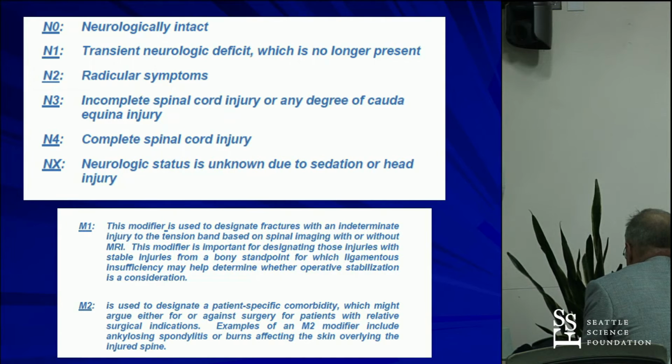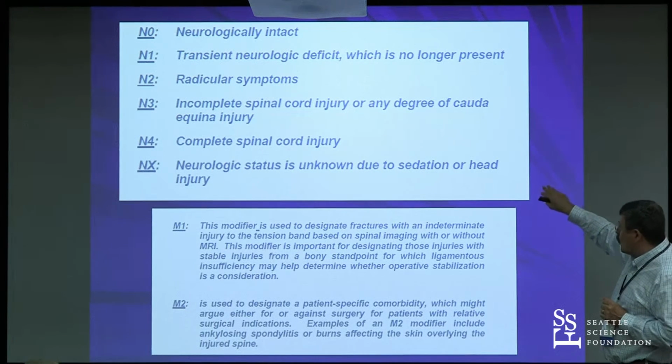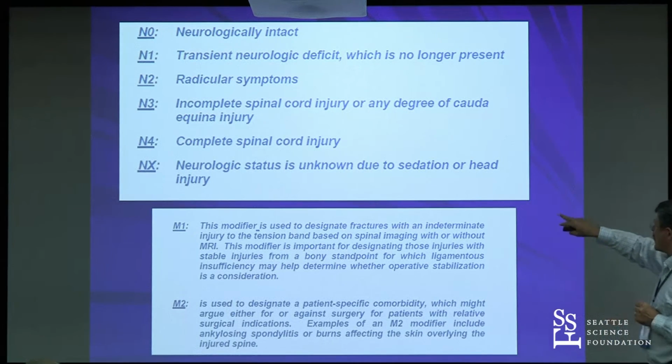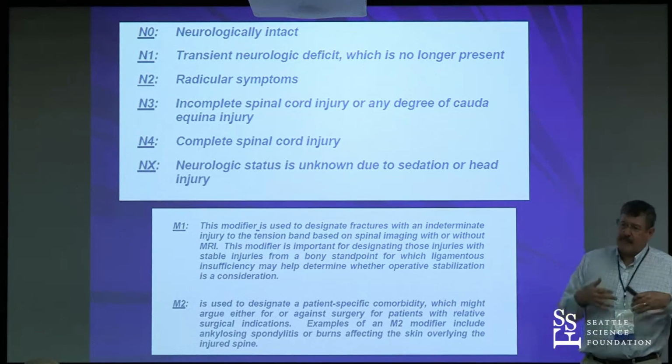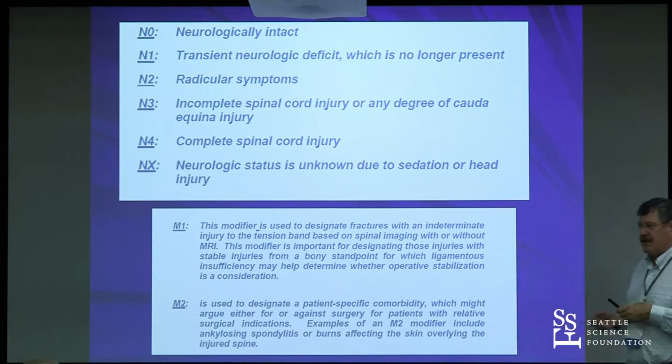N2 is pure radicular symptoms, a low burst with an L5 radic. N3, incomplete spinal cord or conus injury or claudicalinus. And N4 is a complete injury. And NX means we know we can't examine it. It's that obtunded patient or the patient who's been intubated at the scene and we have no exam.